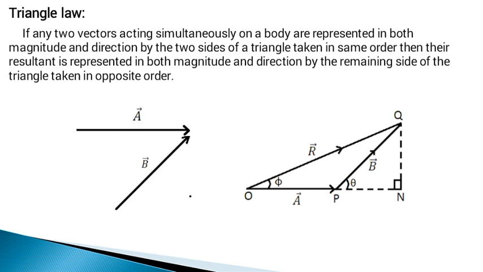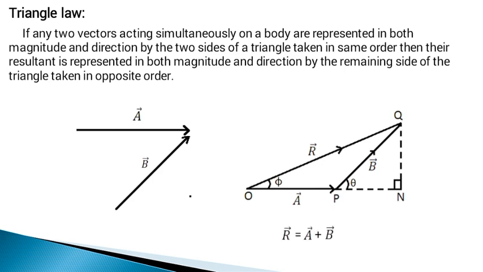Now, to find the magnitude and direction of this resultant of two vectors, we have to do some constructions in this figure, in the triangle. I have done the following construction here. I have just produced the line OP up to N, and I have dropped a perpendicular from point Q to N. Here theta is the angle between our two vectors, vector A and vector B, and phi is the angle that the resultant makes with the original vector, vector A.